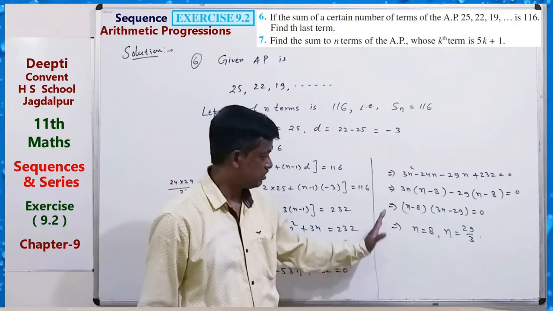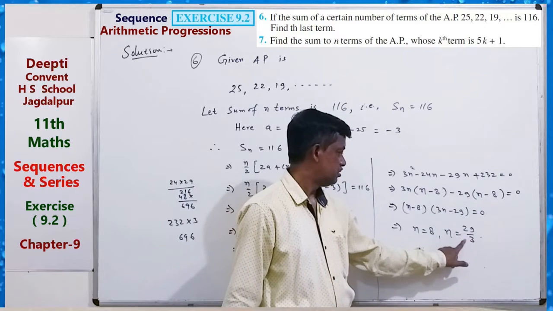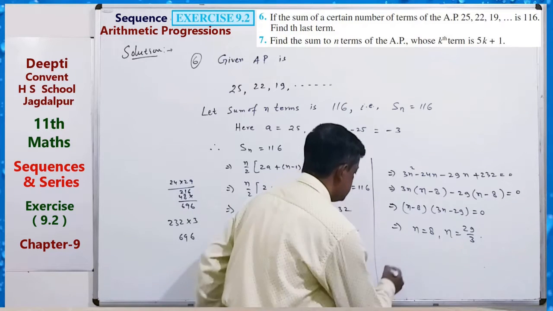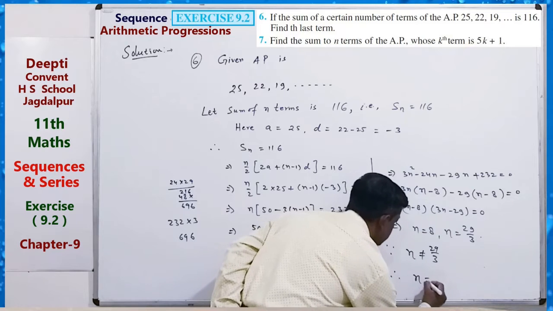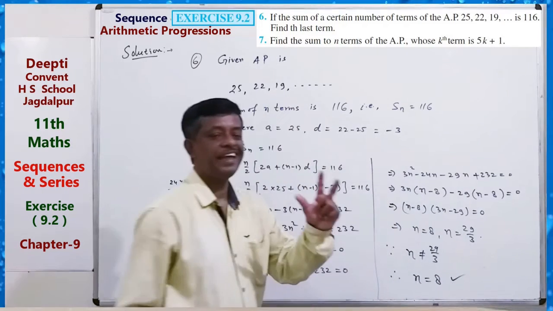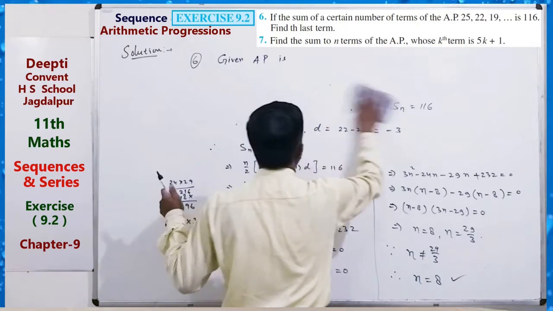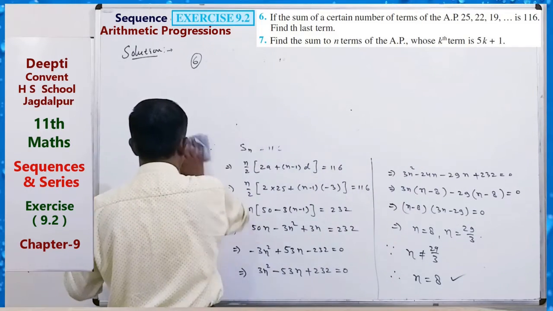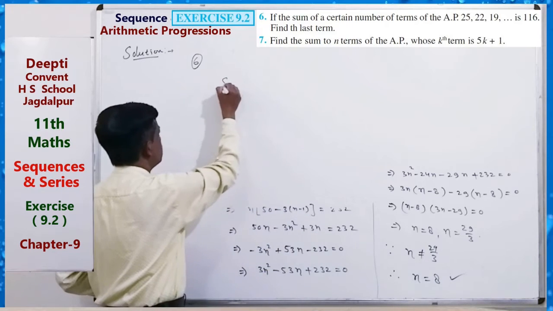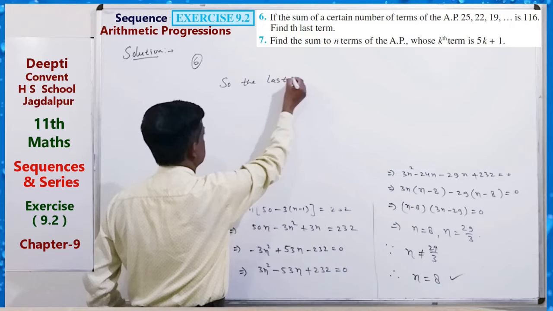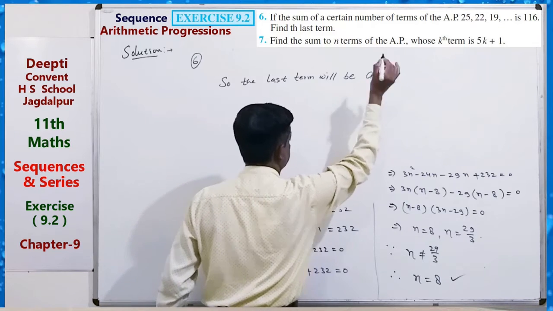Here the values of n we get are n equals 8 and n equals 29 by 3, but this is a fractional value, so it is not possible. Since n is not equal to 29 by 3, therefore n equals 8. That is, there are 8 terms. So the last term is a8. So we have to find the last term. So the last term will be a8, with n equals 8.